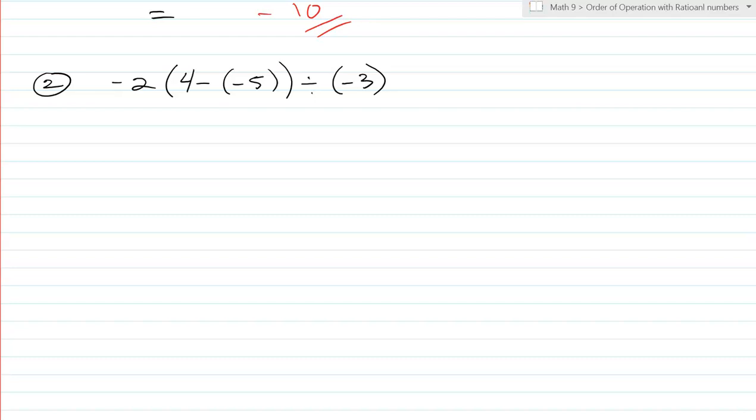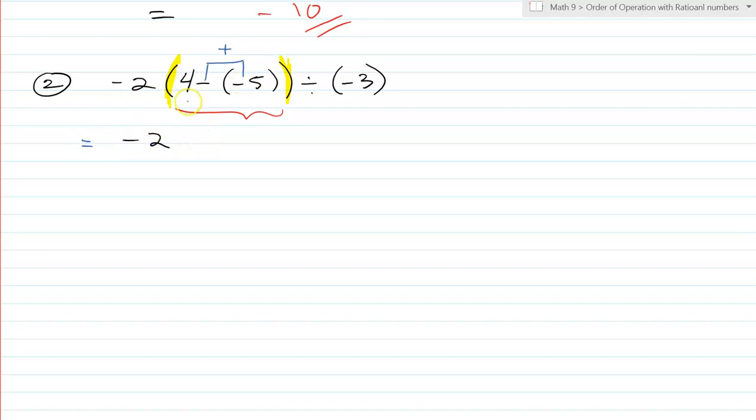And this time, the bracket does really matter, right? So this bracket right here, if you don't have that bracket, the answer to this question will not be the same. So now we have this bracket, we're going to deal with that first. So let's deal with that. That is 4 minus negative 5. Remember, negative beside a negative, that's positive. So that becomes 4 plus 5, that's 9. So let's rewrite.